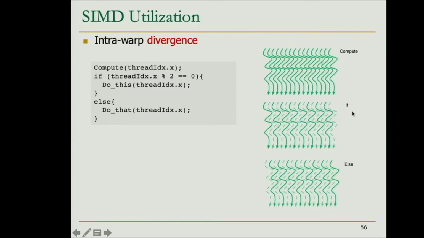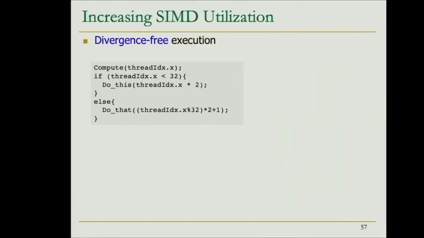that's fine. But then we want even threads to do this in the if part, and the odd threads in the else part, right? So the problem here is that half of the warp is unused here, and the other half of the warp is unused here, right? Can we do something here? Okay, so this is a possibility.